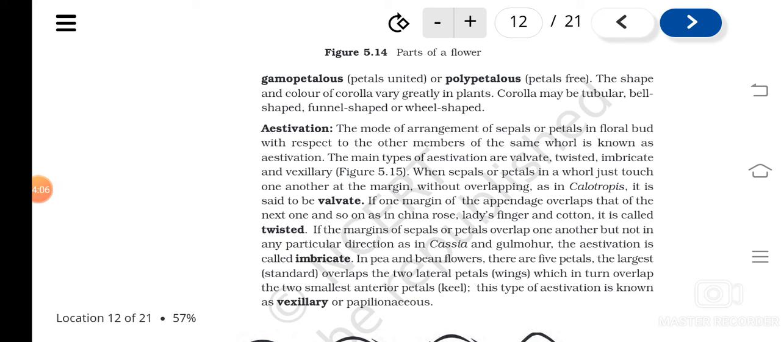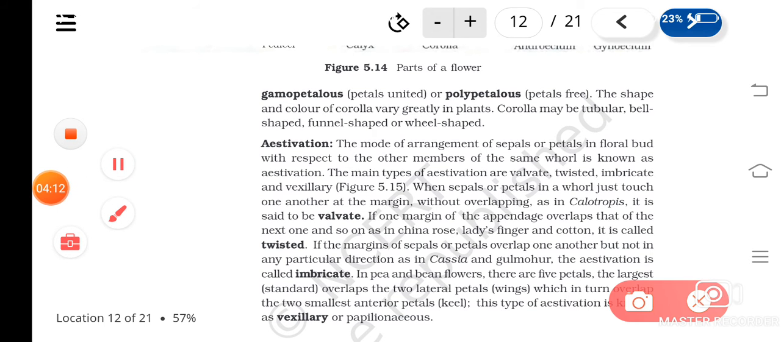Now we have to study about the estivation. Okay, so what is estivation? How the sepals or petals are arranged in the floral bud, that is known as the estivation. Understood? So with respect to the other members of the same whorl, how each member of the particular whorl is arranged, that is known as estivation. Okay, so the main estivation types are valvate, twisted, imbricate, and vexillary. So you can see a number of types of estivation.